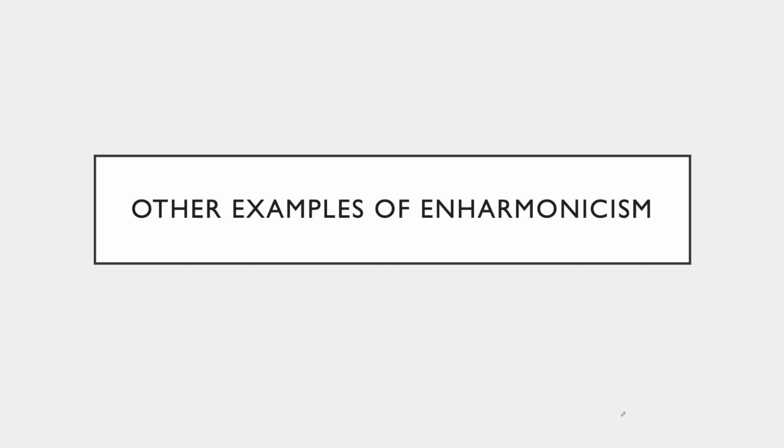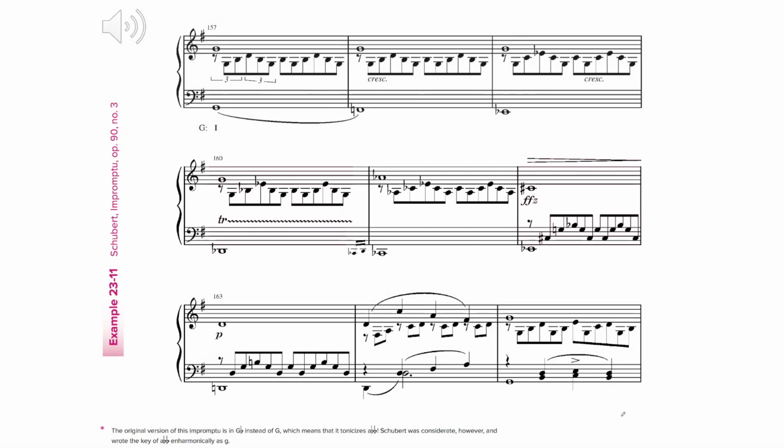There are also some other interesting usages of enharmonicism, and this one is one example of this usage. It is taken from the Impromptu by Franz Schubert. Let's listen to it.